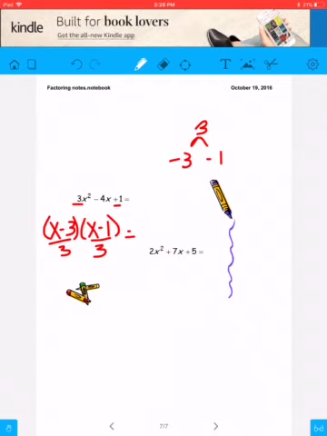So 3 goes into 3 nice and pretty, so it's x minus 1. 1 doesn't get divided by 3 nice and pretty, so I'm going to pull the 3 out into the front, so it's 3x minus 1.